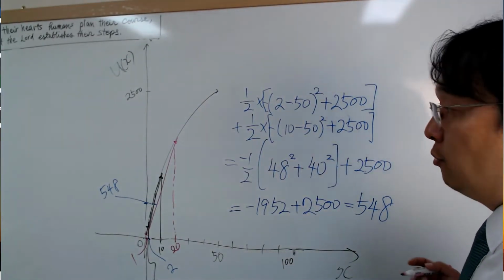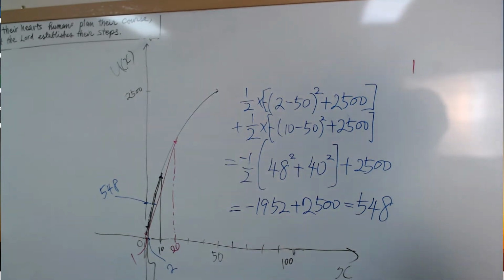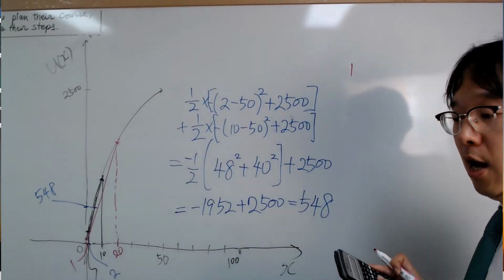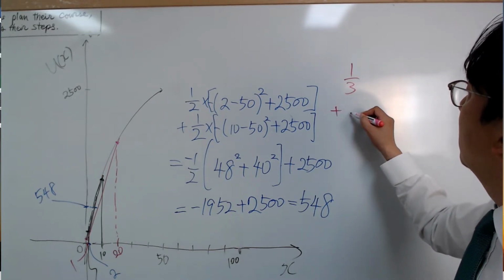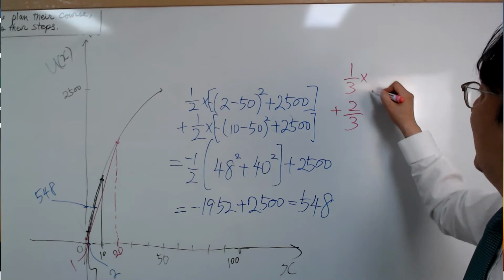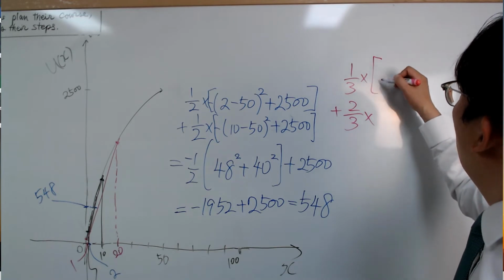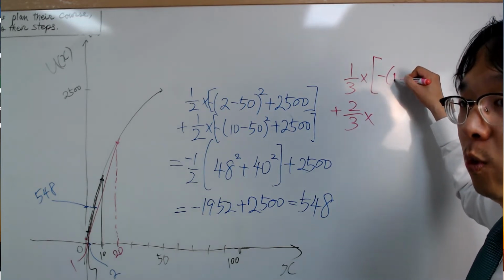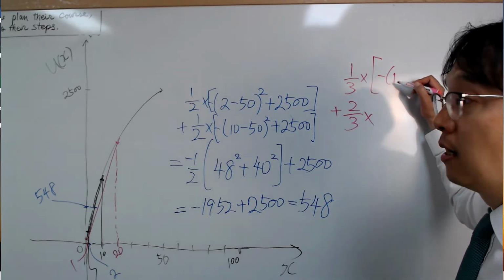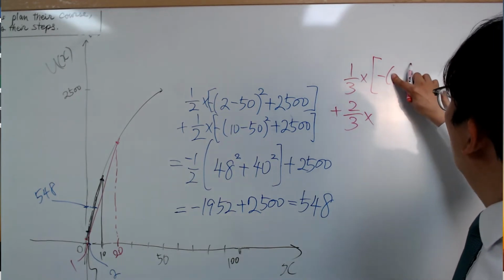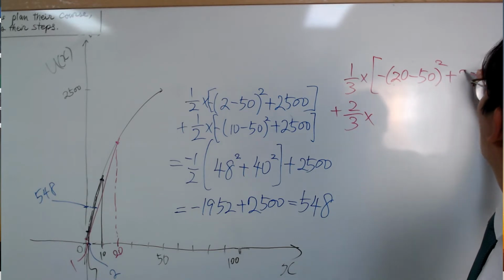All right. So how do we do that? Well, that's one. Can you watch this part? Good. So I would say 1/3 plus 2/3 times, right? Two different outcomes, and that's one. That's 1/3. That's 2050 squared plus 2500.